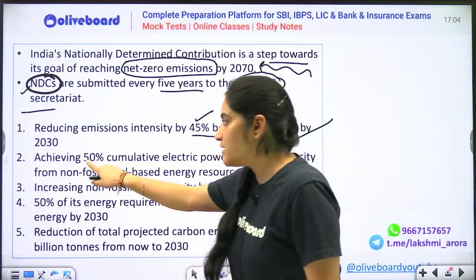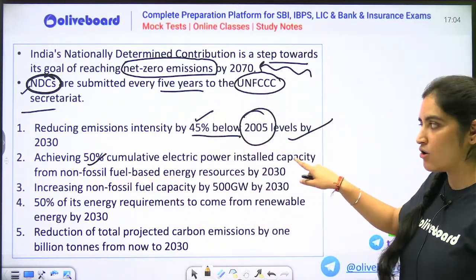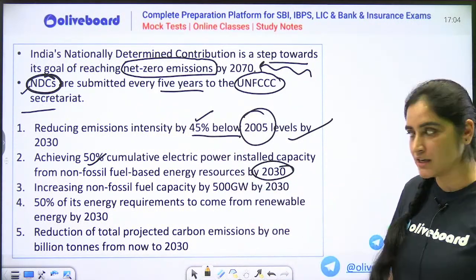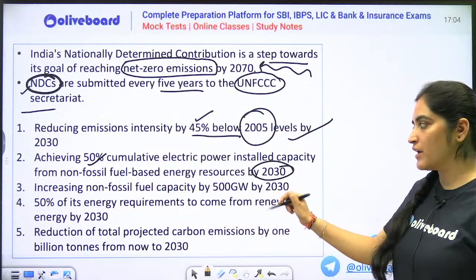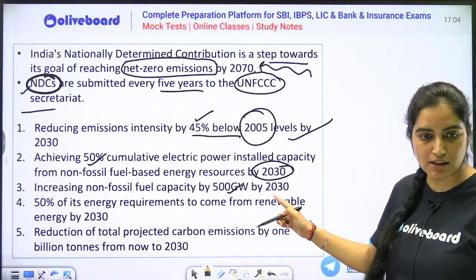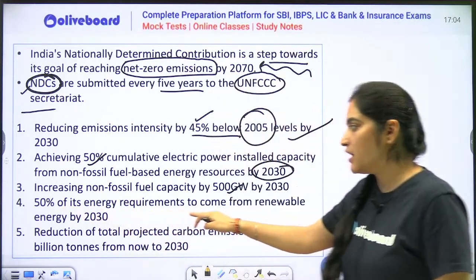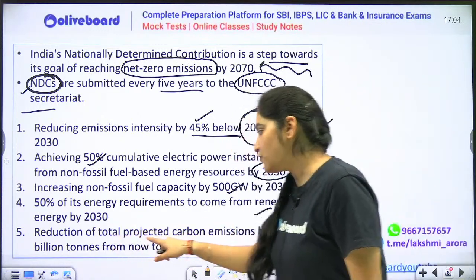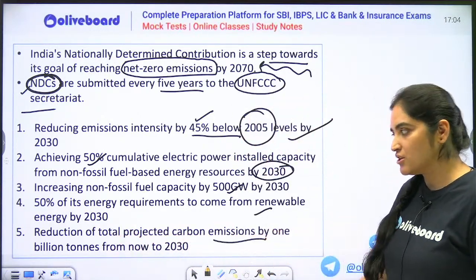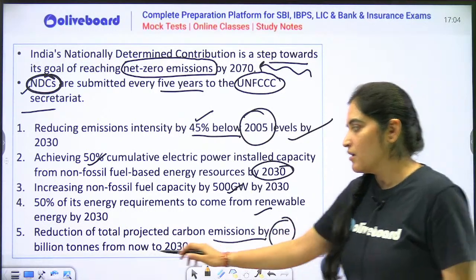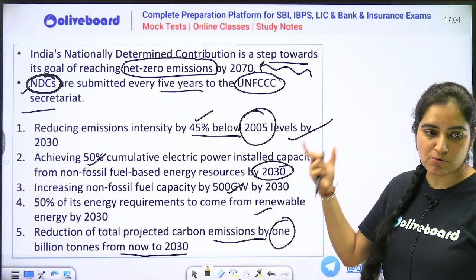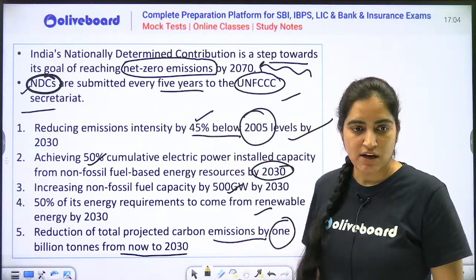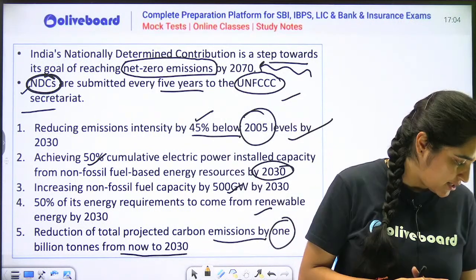Next, achieving 50% cumulative electric power installed capacity from non-fossil fuel means, renewable energy, by the year 2030. Increasing non-fossil fuel capacity by 500 gigawatt by 2030 again. 50% of its energy requirement will come from renewable energy by 2030 again. Reduction of total projected carbon dioxide emissions by 1 billion ton from now to 2030. That was what was pledged by India in the NDC to UNFCCC. I hope you can remember these things. These are very easy.